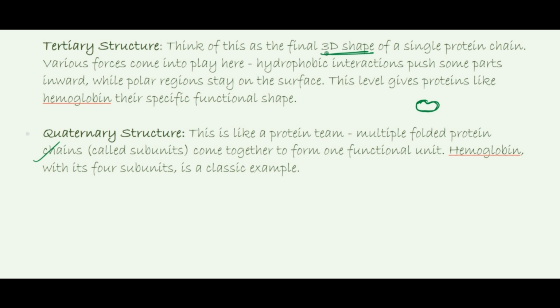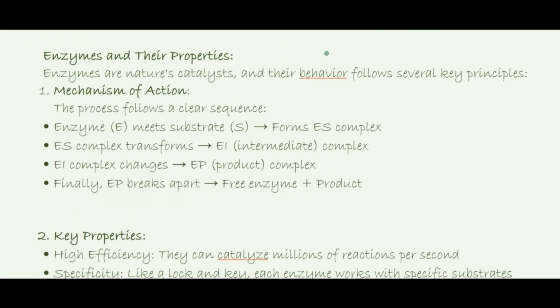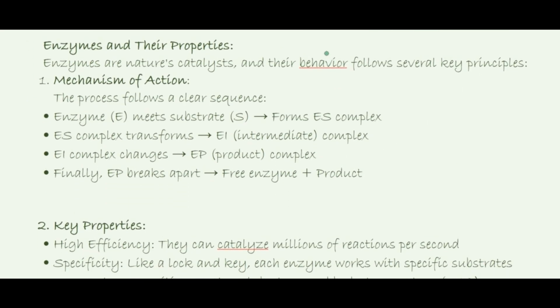Hemoglobin, once again, has 4 subunits, which is a classic example for this kind of quaternary structure. Tertiary and quaternary structures of complex proteins, they won't be asking much except the interaction part, but primary and secondary structures, especially the secondary structure interaction part, what is the structure and what is an example for it, are most important. Okay, then we are moving on to enzymes and their properties.